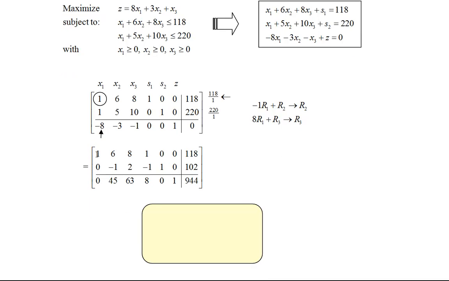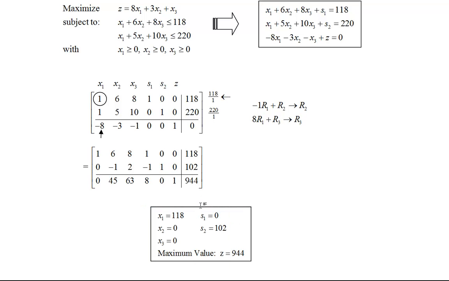X sub 1 would be 118, X sub 2 and X sub 3 would be 0, S sub 1 would be 0, S sub 2 would equal 102, Z would equal 944. That'd be my maximum value. So that would be my solution.